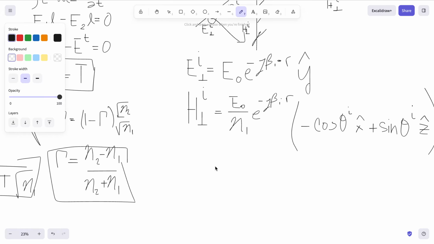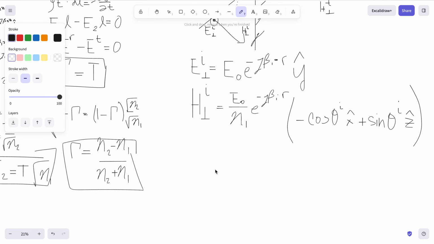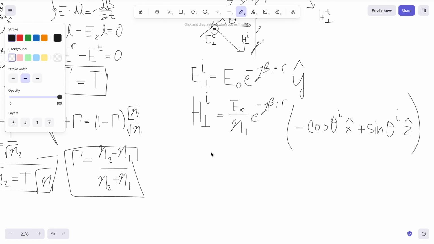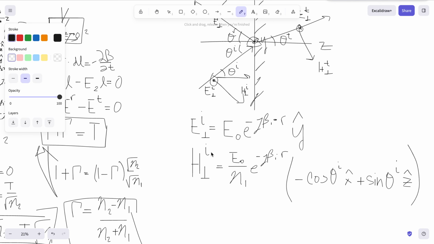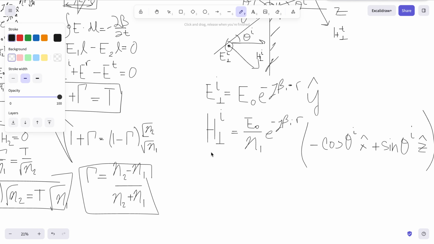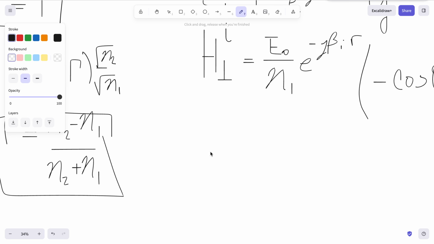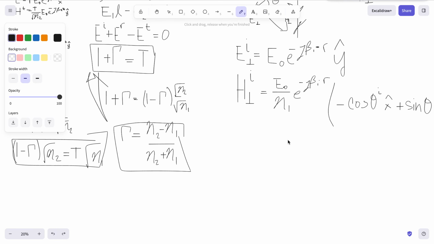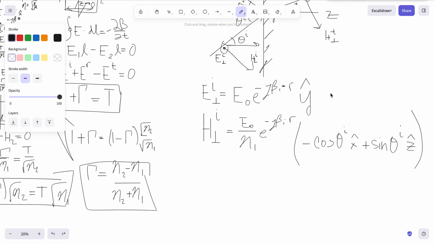And then continuing with this, now that we have ways of describing E sub I and H sub I, we now want to be able to describe E sub r, our transmission and our reflection electromagnetic fields. So E sub r perpendicular is equal to gamma times E naught. Oh wait, actually before we jump to that, we should solve this dot product that we've created here.